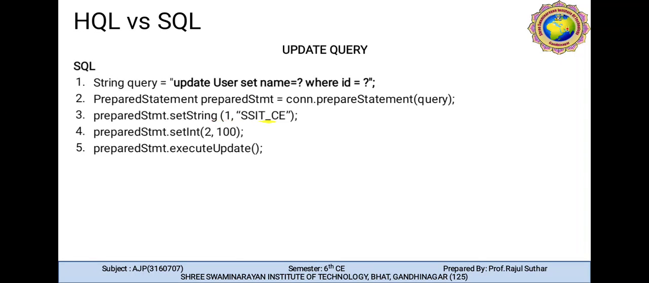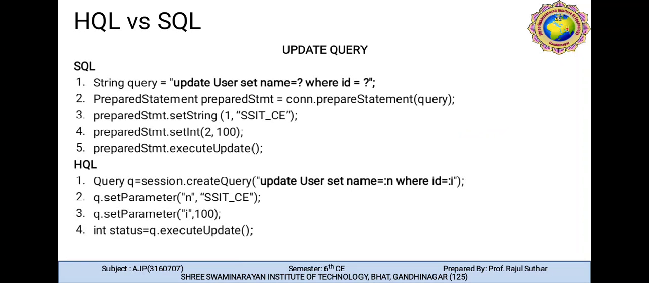Then preparedStatement.setString, we are using one value and class. The first column is ssit_ce. Same way, preparedStatement.setInt 2 and 100, this is the value we have to update, so executeUpdate is used. So how can we write the query in HQL?